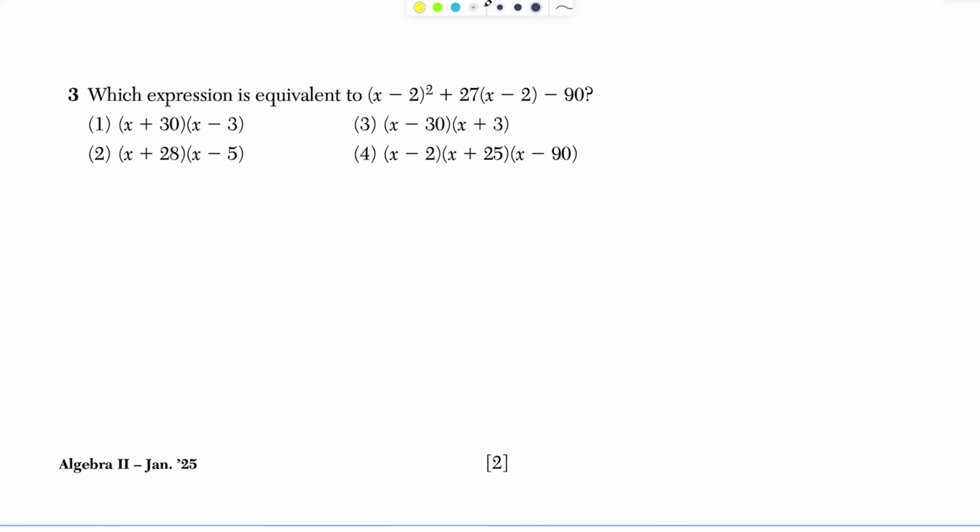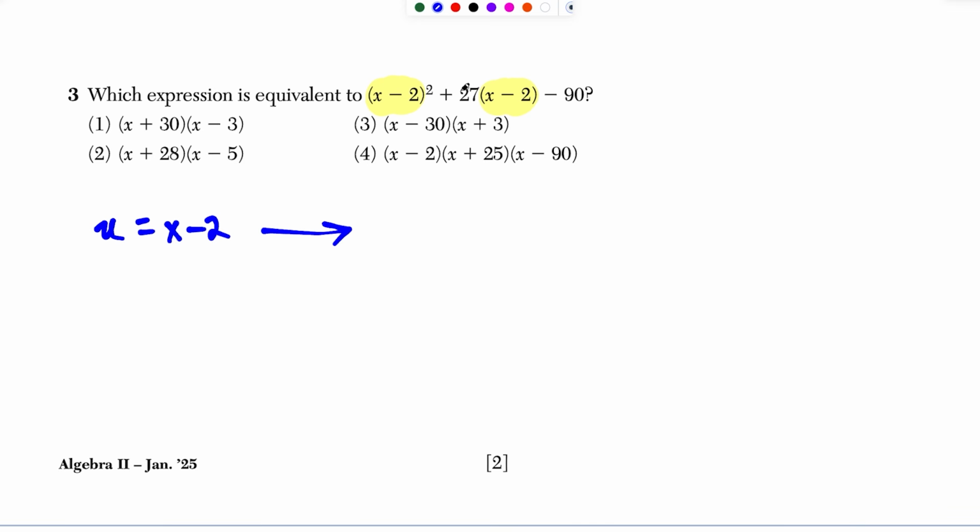Question 3: Which expression is equivalent to this quadratic expression here? For this one, the expression is not looking so nice. This part here, the (x minus 2) squared plus 27(x minus 2) minus 90. This would be much nicer if this said x squared plus 27x minus 90. But I'm not going to just replace these with an x. I'm actually going to say u equals x minus 2. You don't have to do this by substitution, but I just find it's much easier for students to handle this when they do a substitution here.